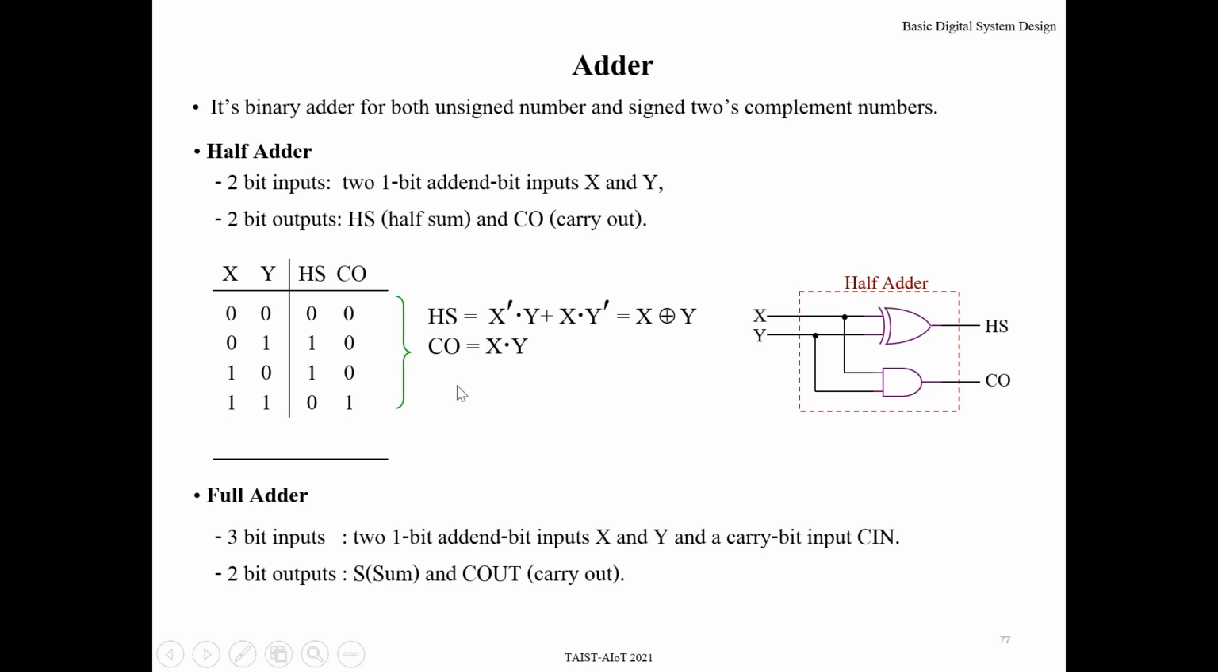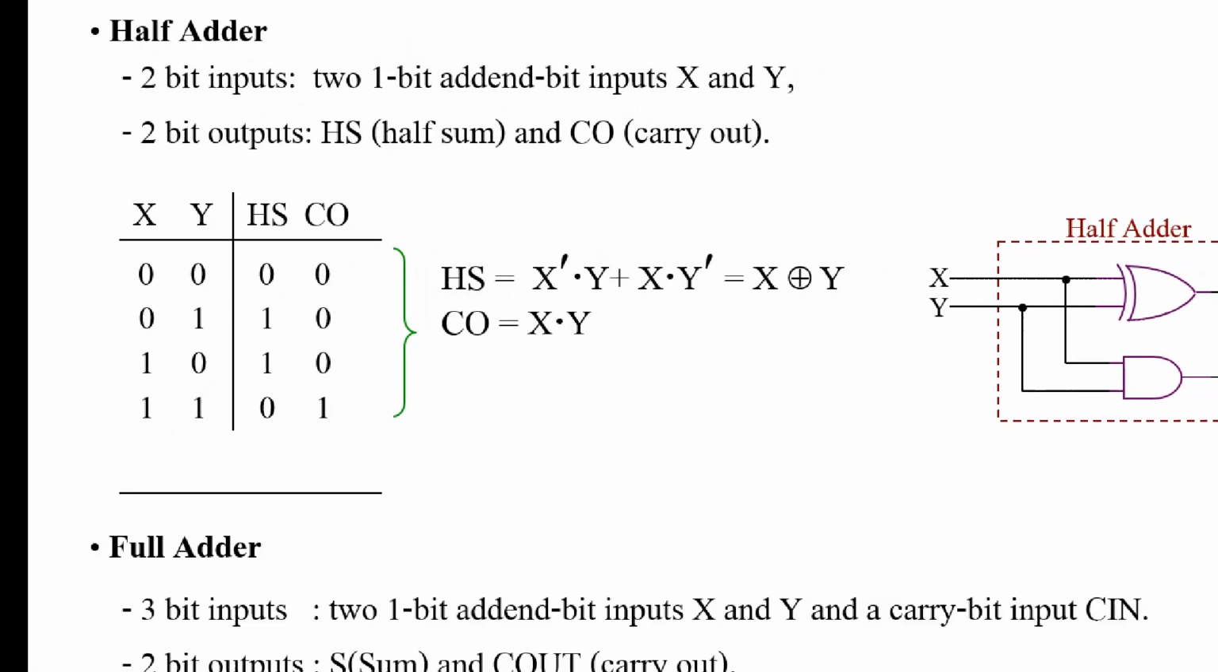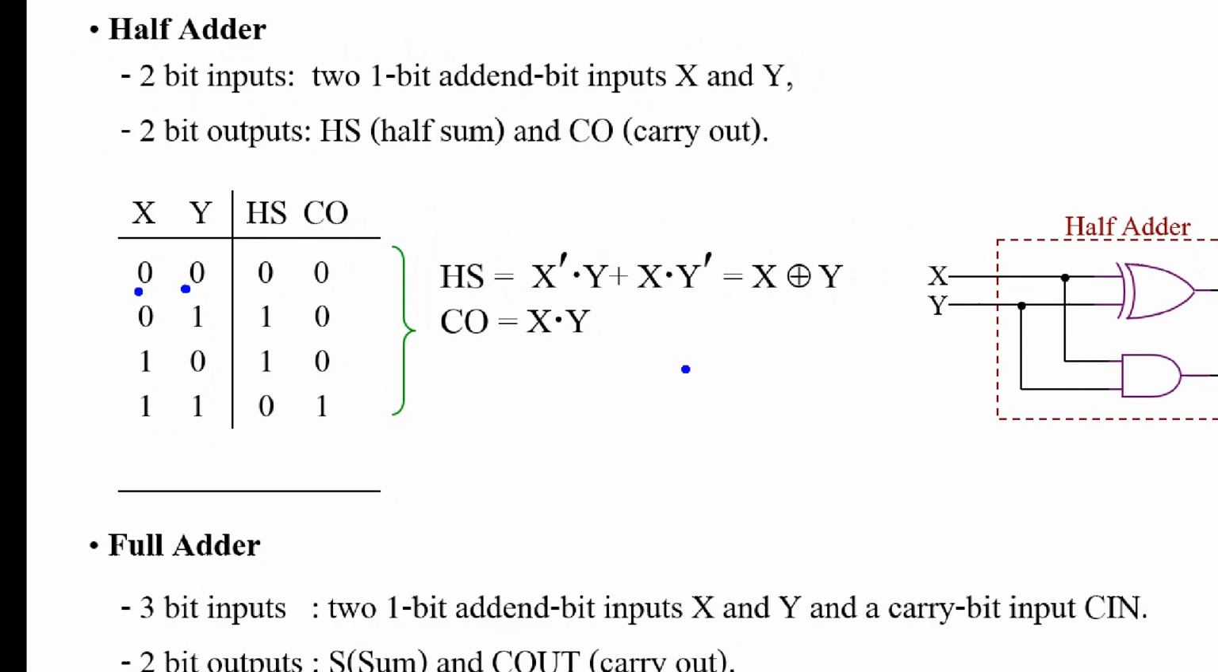Let's try to implement half adder first. For half adder, we add 2 bits. 0 add 0 is 0, no carry out. 0 add 1 is 1, no carry out. 1 add 0 is 1, no carry out. 1 add 1 is 0, and carry out is 1.